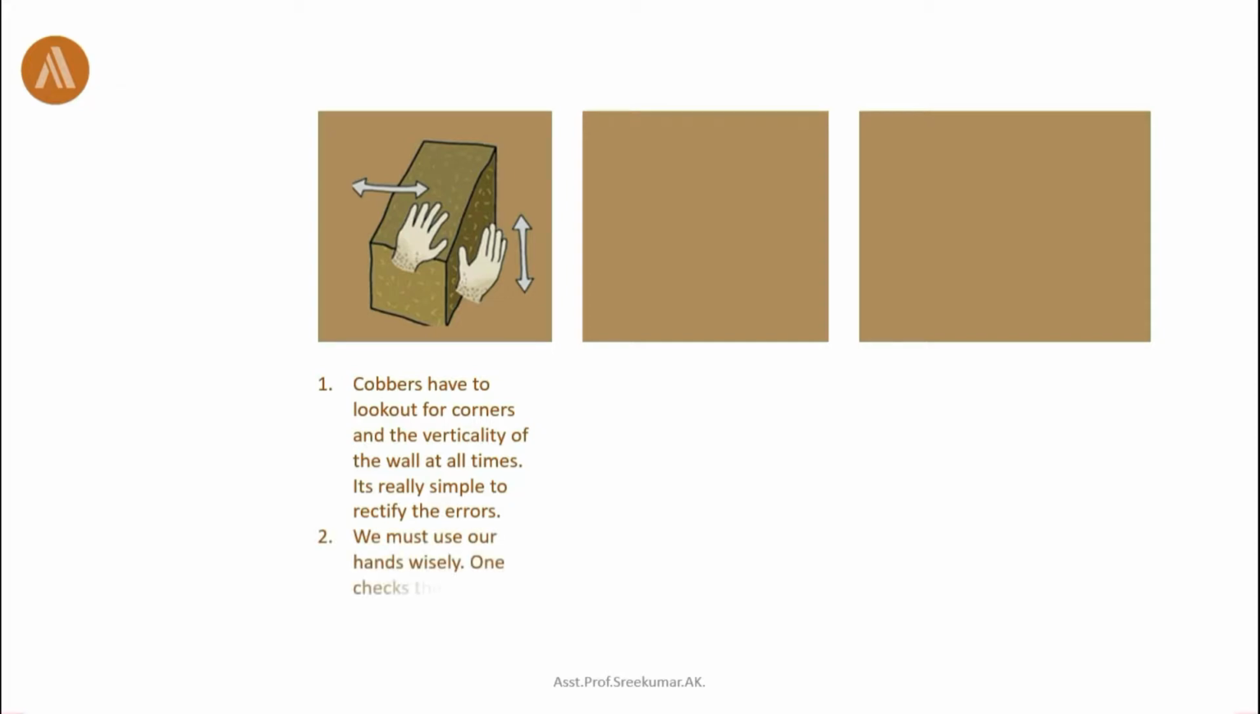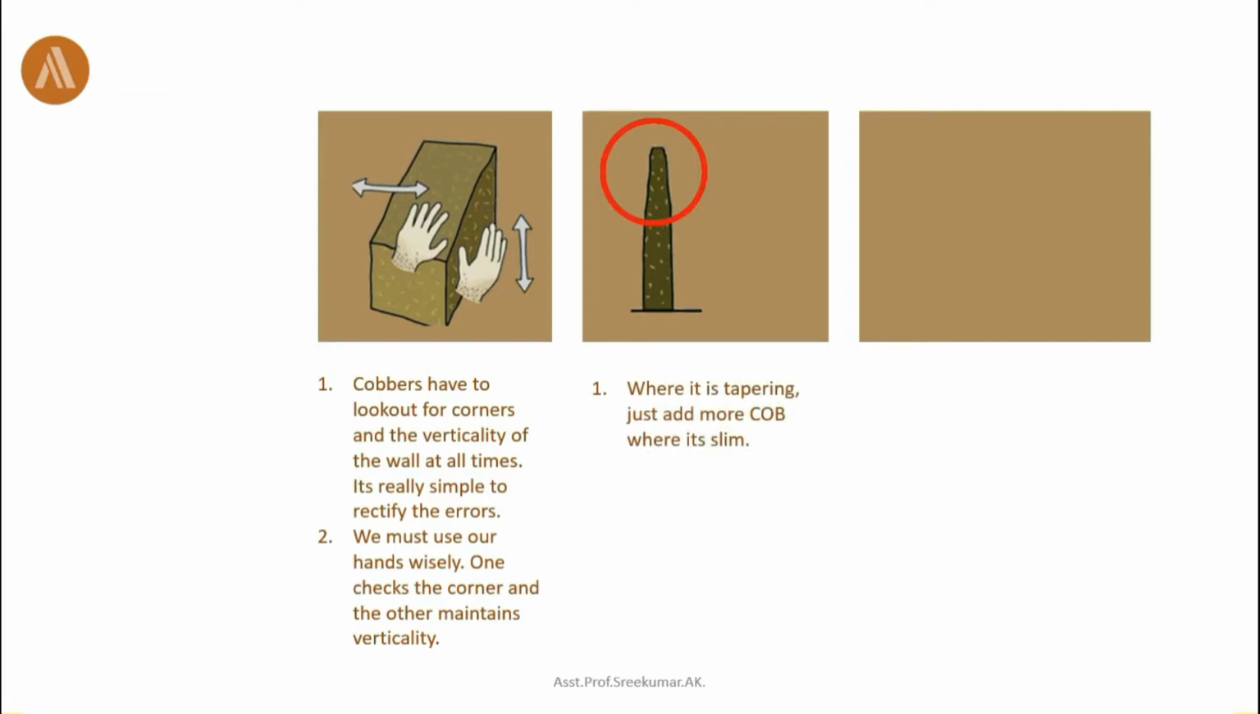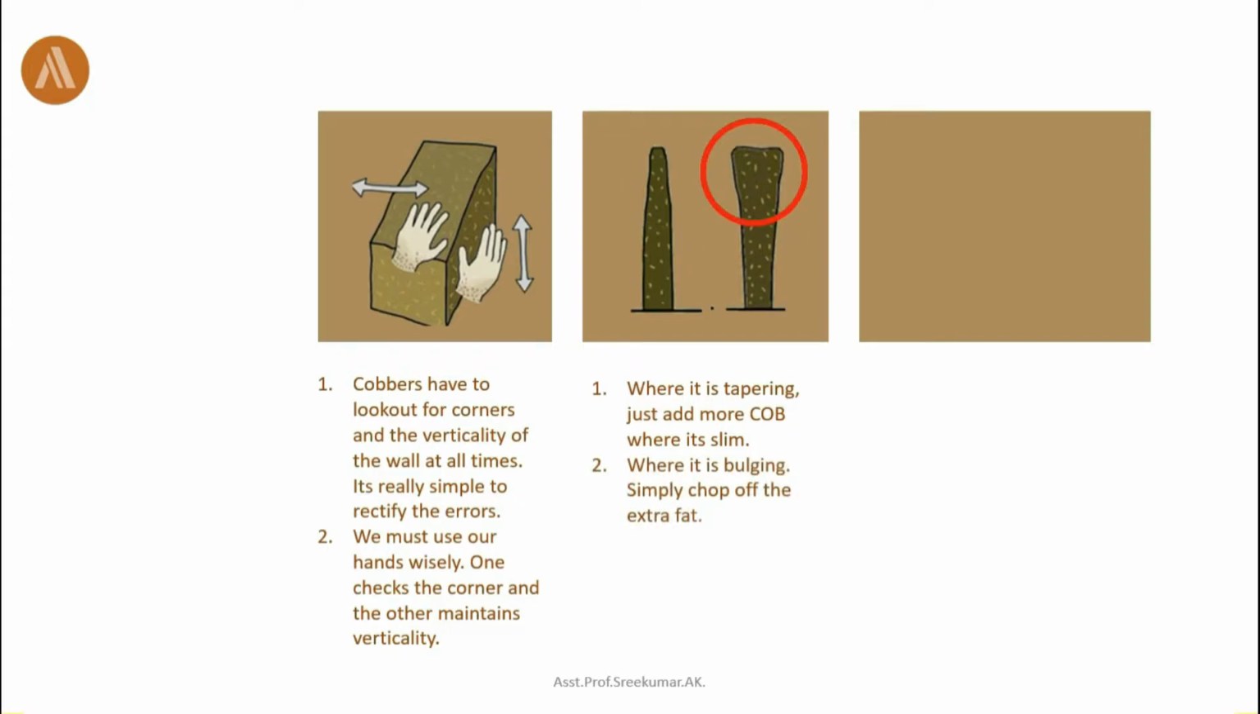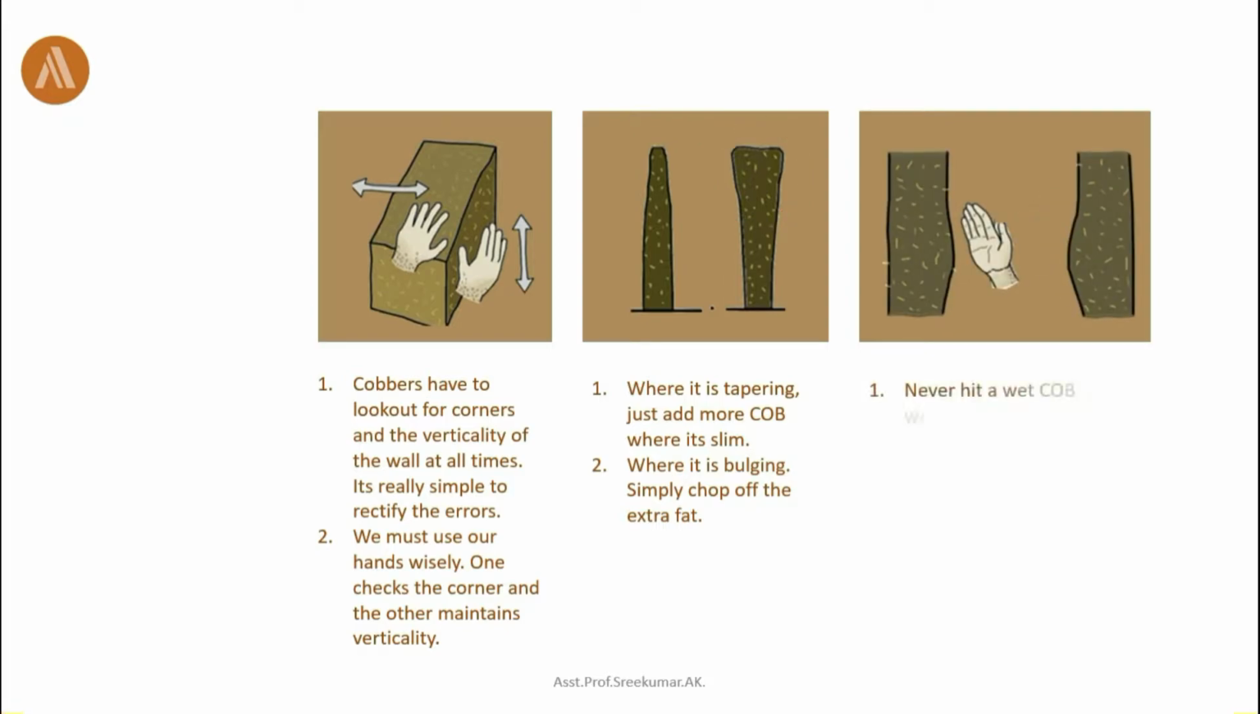We must use our hands wisely. One checks the corner and the other maintains verticality. It's really simple to rectify the errors. When it is tapering, just add more cob, and when it is bulging, simply chop off the extra fat. Another point to be noted: never hit a wet cob wall to level a bulge.